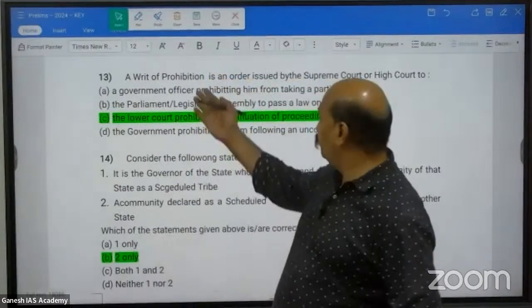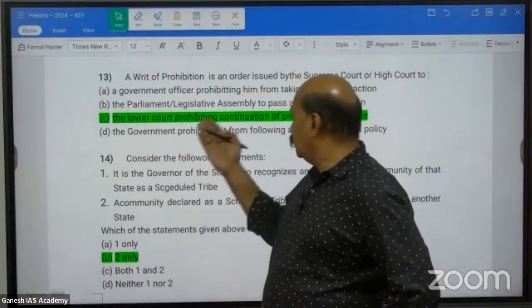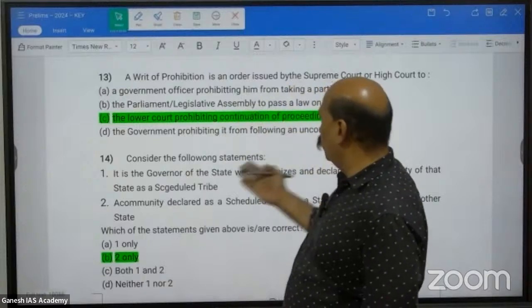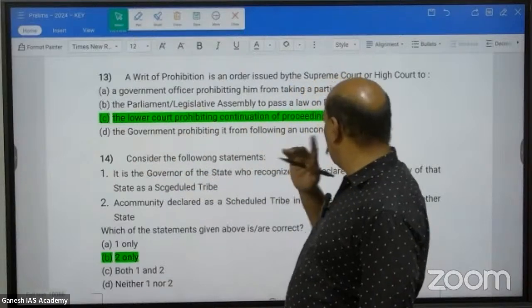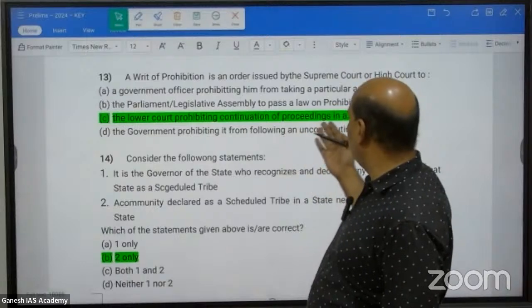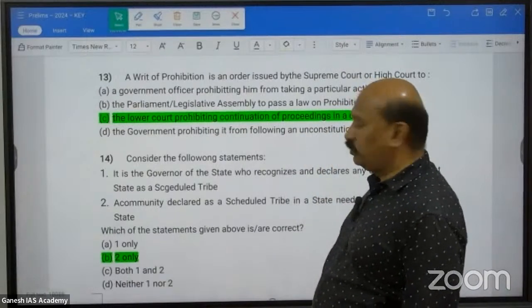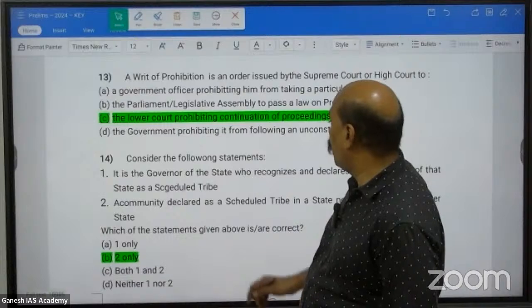So in here the question is relating to writ of prohibition. It is issued by the Supreme Court or High Court, prohibiting the lower court from continuing the proceedings in a case.